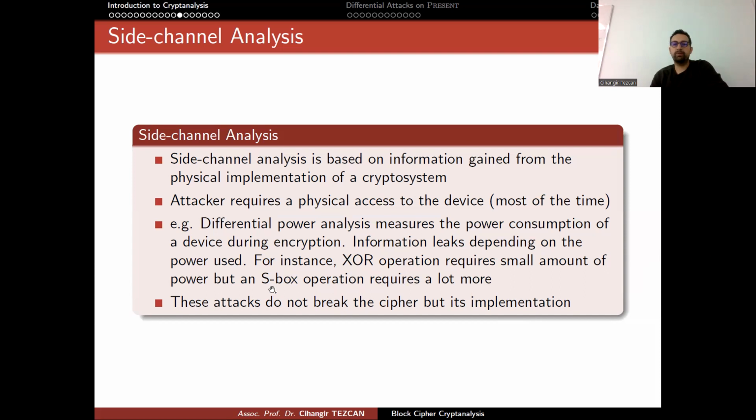For instance, instead of performing an SBox operation as a table lookup, I can convert this SBox operation into like 10 or 20 XOR operations. Yes, so you can implement a cipher so that every operation consumes the same amount of power as if you are performing an XOR operation. But this time you will lose throughput, and you will need a bigger area to implement it in hardware. It will cause more latency.